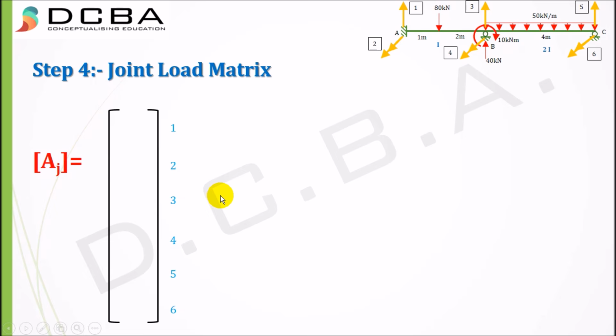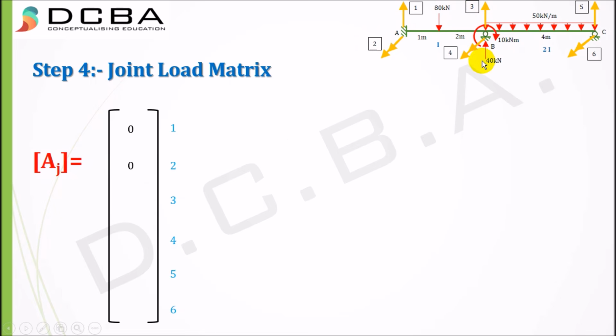Now what is joint load matrix? It is the matrix at every joint, that is A, B and C, and if there exists any load at any of the joints. So if you can see, there is no load at joint A, no load at joint C, but there is a load as well as a moment at joint B. So this is how we constructed it: 0, because 0 load in the direction of 1, first force, 0 again because 0 moment in the direction of 2.